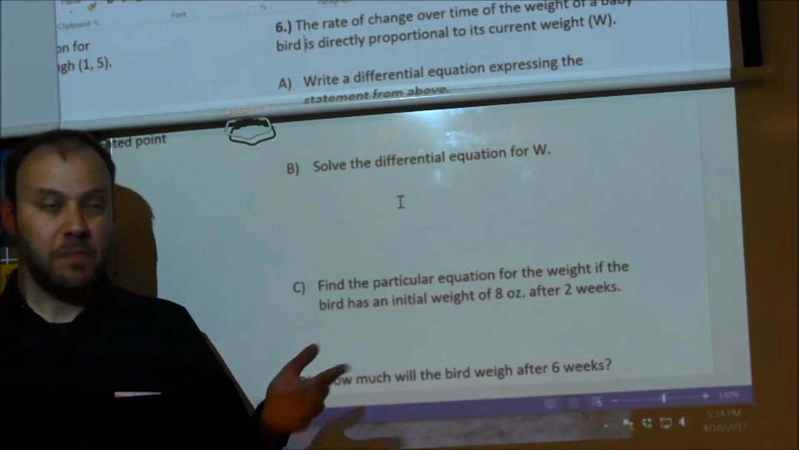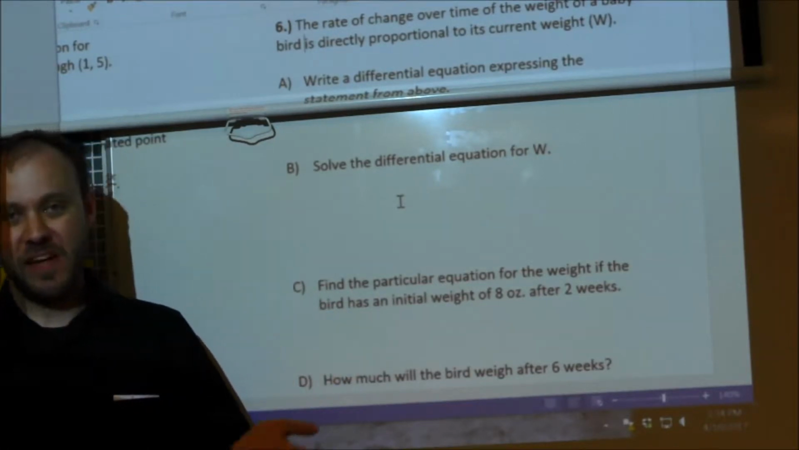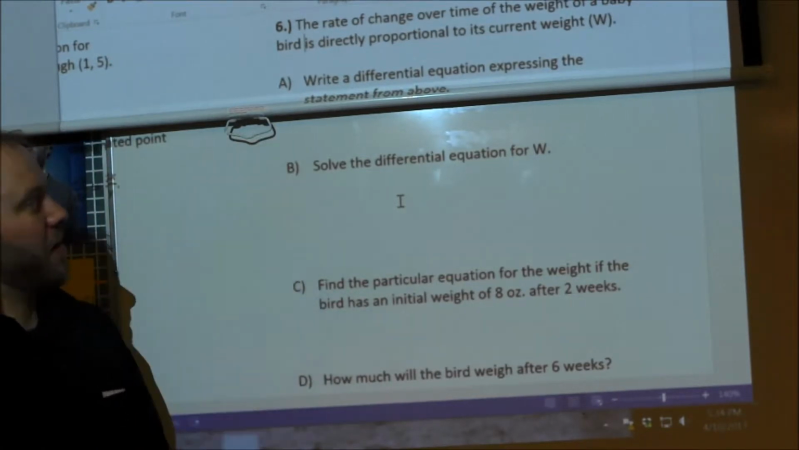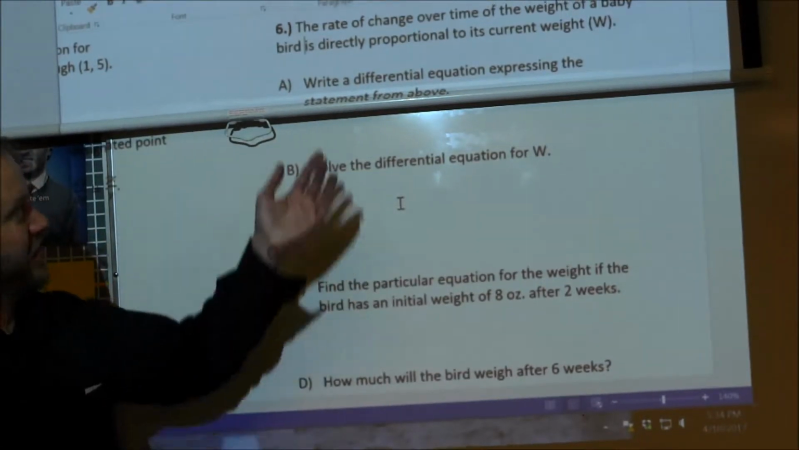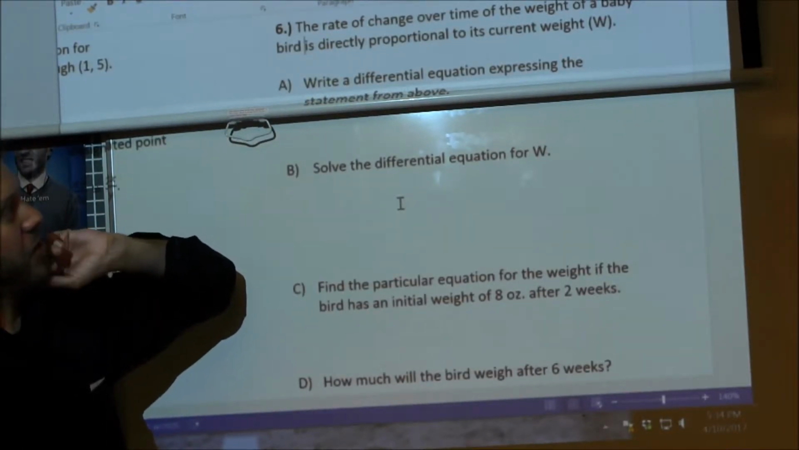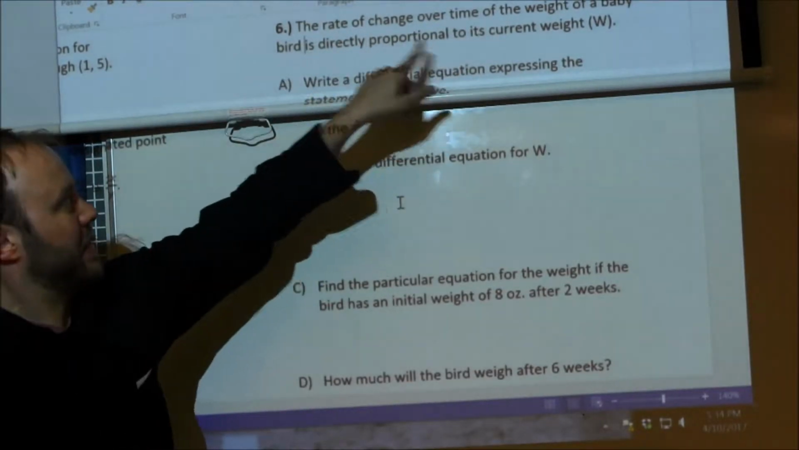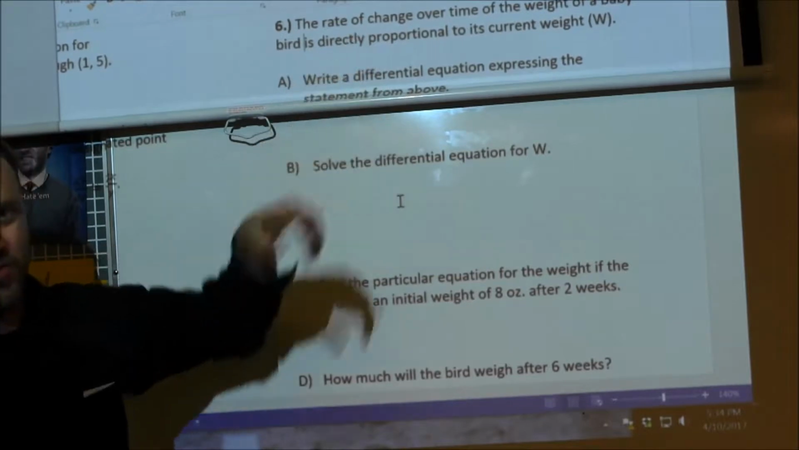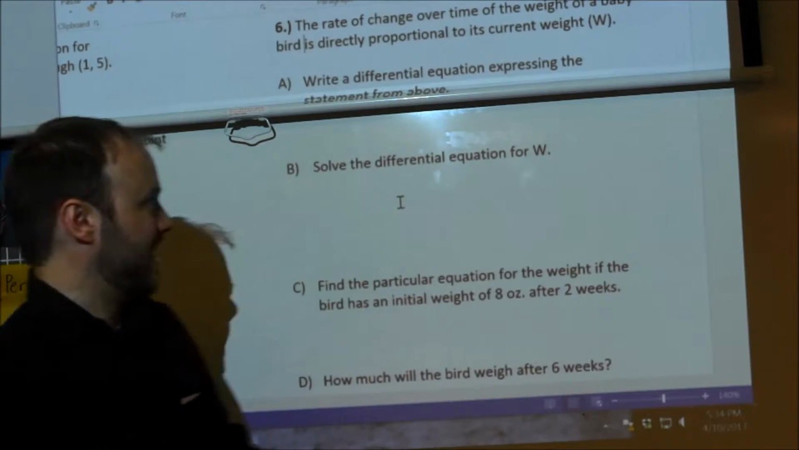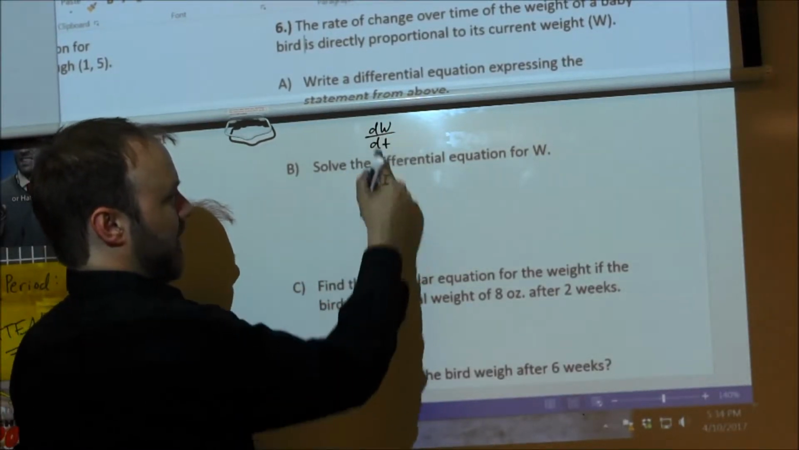I'm going to take a look at an example of a situation where you take a word problem, set up a differential equation based off the word problem, and then solve that using the information you're given. So this problem asks you to write a differential equation expressing the statement. The statement says the rate of change over time of the weight of a baby bird is directly proportional to its current weight. The key here is the rate of change over time of the weight. A rate of change is a derivative. So we're looking at the rate of change of the weight over time.